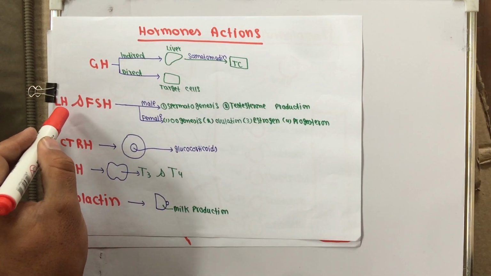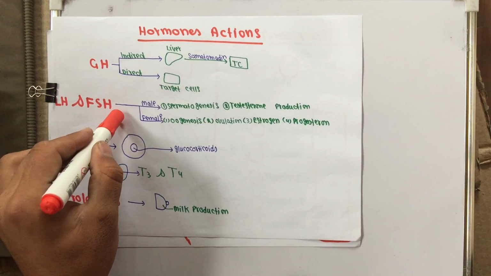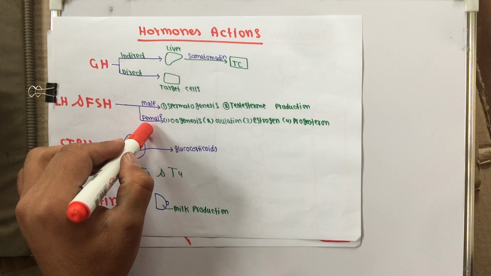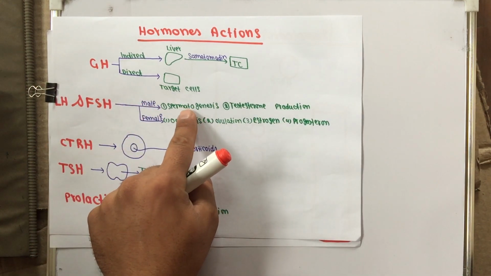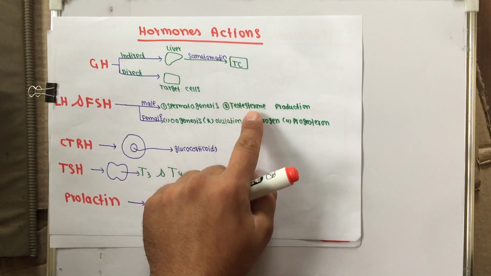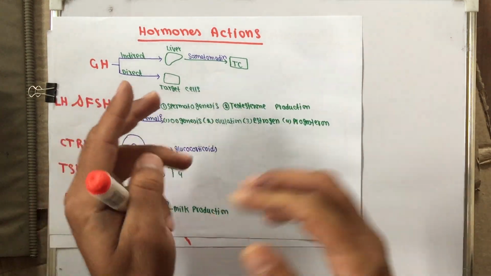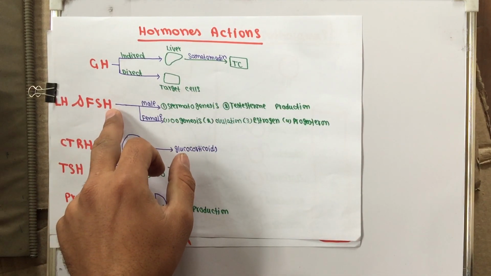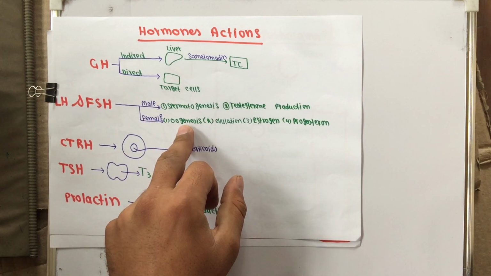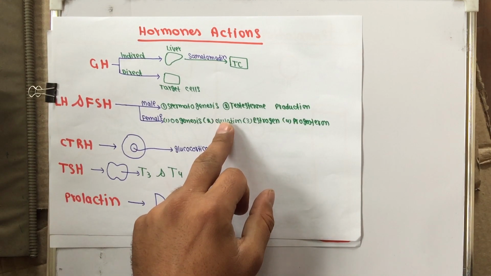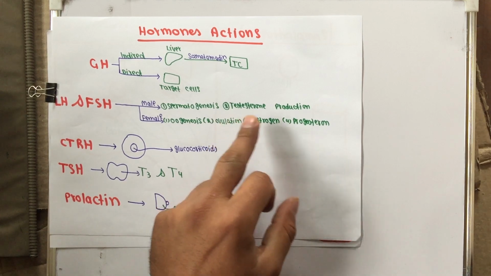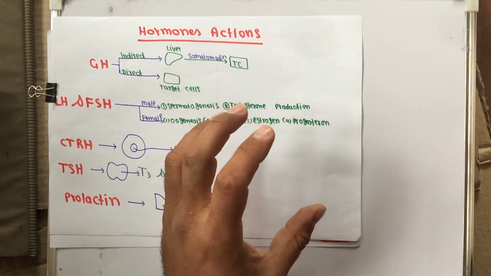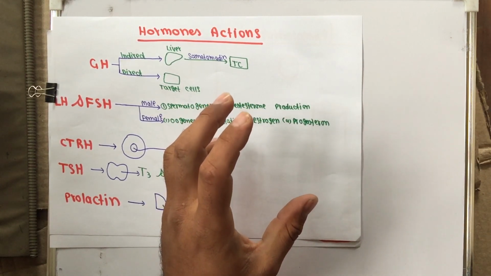Now another case: luteinizing hormone and follicle stimulating hormone act in male as well as in female, with different actions. In the male, they cause spermatogenesis, formation of the sperms, and testosterone production. These are two activities caused by luteinizing hormone and follicle stimulating hormone. In the female, oogenesis, formation of ova, ovulation, release of ova from the ovary into the fallopian tube, and estrogen and progesterone production are caused by luteinizing hormone and follicle stimulating hormone.